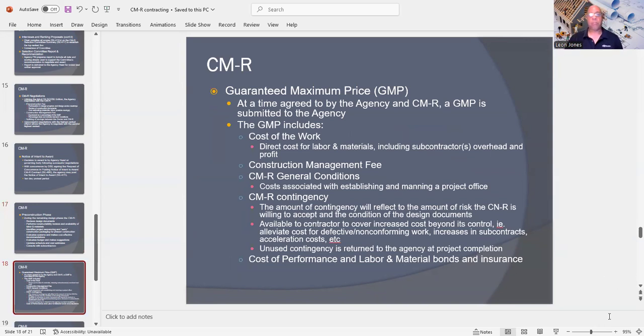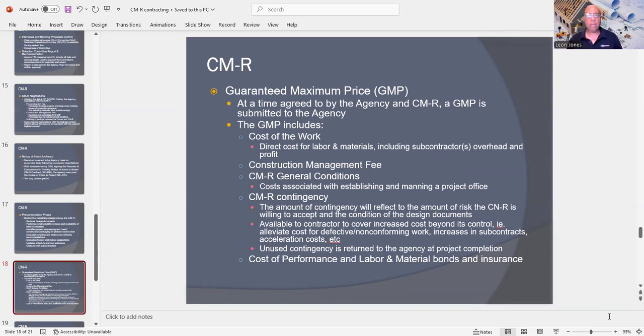Now, the guaranteed maximum price is set at a time agreed by the agency and CMAR, and the GMP is submitted to the agency. So under the GMP, that's going to include the cost of work. And under the cost of work, you're going to have direct costs for labor and materials, and that includes subcontractors, overhead, and profit. Then there's going to be the construction management fee. Then you're going to have the CMAR general conditions. And that's going to be the cost of establishing and manning a project office.